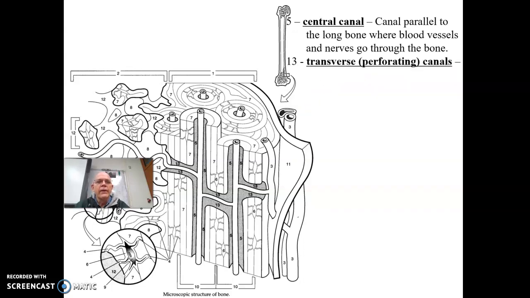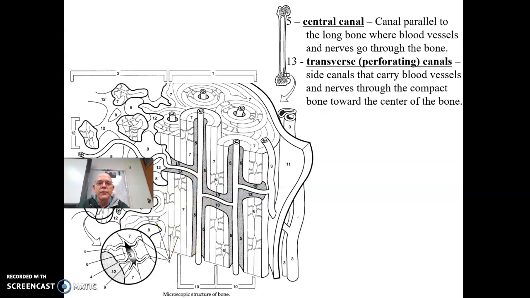Okay, now you also have ones that branch off and connect one central canal to the next central canal, or the blood vessels there. And these are called transverse canals because they go side to side. Transverse means across. So they're going across. Perforating canals are also called perforating because they perforate the bone and go through the walls of the osteon to the next osteon. Okay, so you have transverse or perforating canals. All right, side canals that carry blood vessels and nerves through the compact bone toward the center of the bone. So the blood comes in the outside, works its way toward the middle, toward the spongy bone, and then usually they go out the end of the bone. All right, and that's basically an osteon.